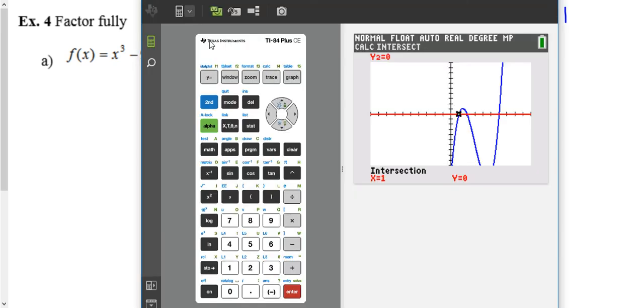I think I might have said -1 in that last one, but x equals 1, definitely there. Second trace, option 5. Let's take a look at where the second one here is. Enter, enter, enter. X equals 2, of course.